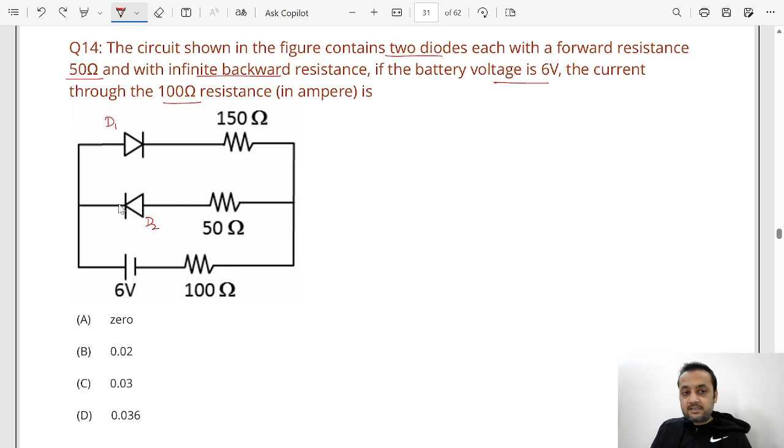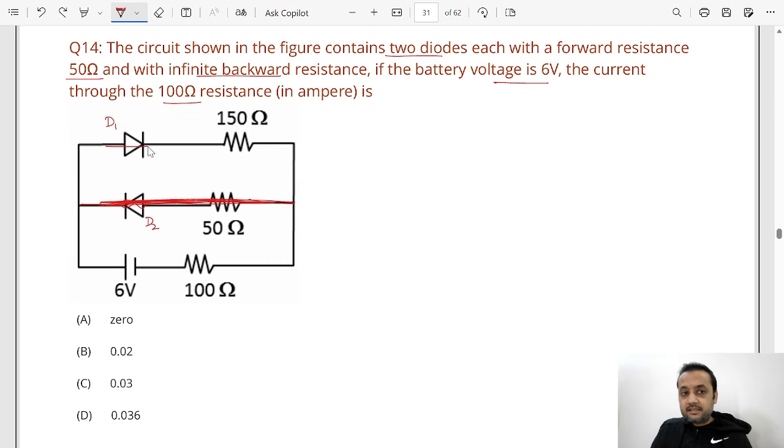That means this will provide an infinite resistance. So no current can flow here, and you can treat this to be a broken branch. So effectively your circuit is this. This is your effective circuit.